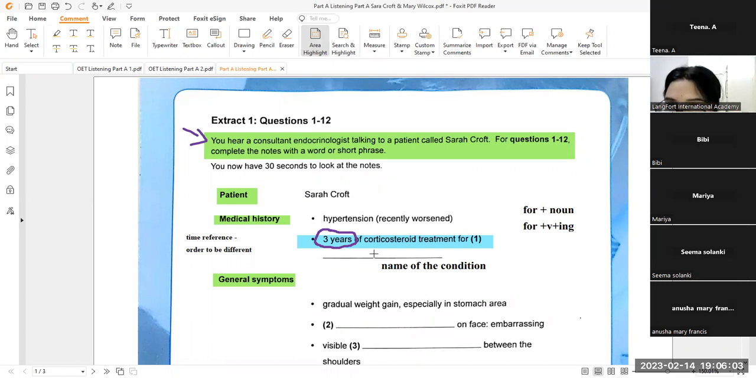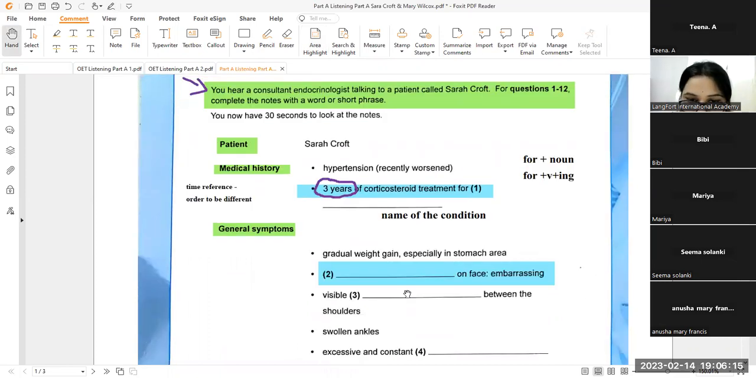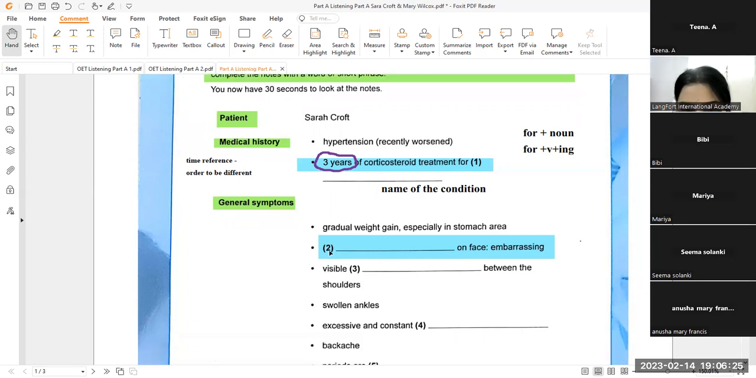Levina, if you don't mind, can you read the next question? Please take your time, unmute yourself and read the second question for me, this one. Can you read that? Medical history, ma'am. This one, second question. Can you see the second question? I've highlighted it now. Gradual weight gain. No. This is the second question. This one. Okay. Dash on face. Embarrassing. Dash.